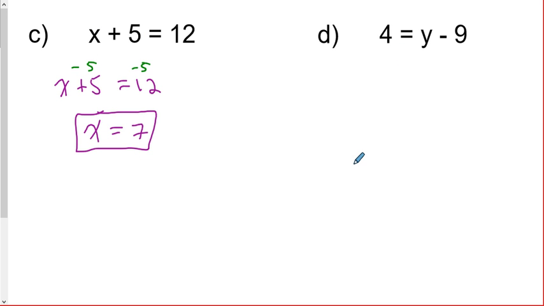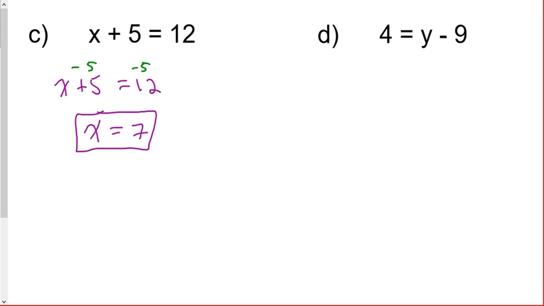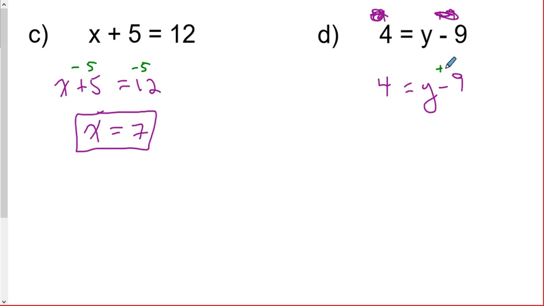I know I need to add 9 to both sides because I need to undo the operation here. So here I go. I'm going to add 9 to both sides. Actually, let's rewrite it first. I kind of like that better because it gives me a little more space to work with and it shows me my original equation. So I'm going to change my colors here. I'm going to go to green. I'm going to add 9 to both sides.